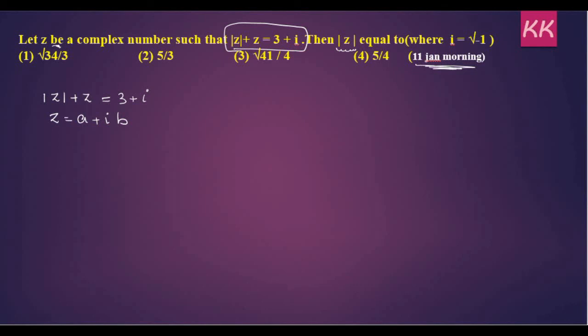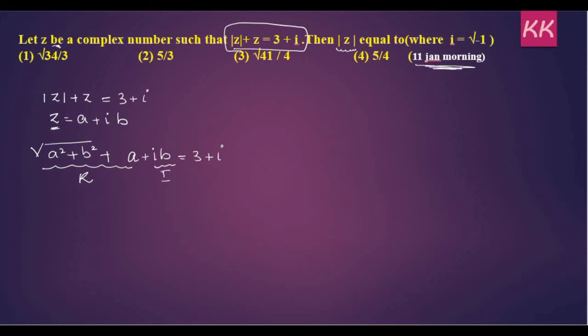So, what is mod Z? The modulus of a complex number is simply the root of a square plus b square. So, I am going to substitute that now. Square root of a square plus b square, plus Z. What is Z here? Z is a plus ib. Now, that is equal to the given 3 plus i. So, I will compare both sides: root of a square plus b square plus a, and here ib. This is the real part and this is the imaginary part, right.